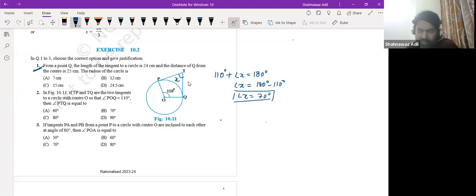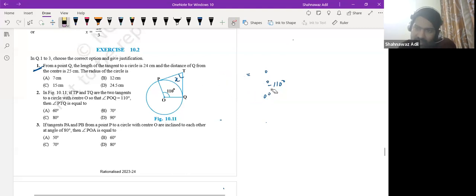Or else you can just use the Pythagoras theorem and find. Pythagoras theorem talks about the sides, not the angles, right? No, I'm talking about the first question. Oh, first question, yeah. In the first question, we have used the Pythagoras theorem. What was the first question?